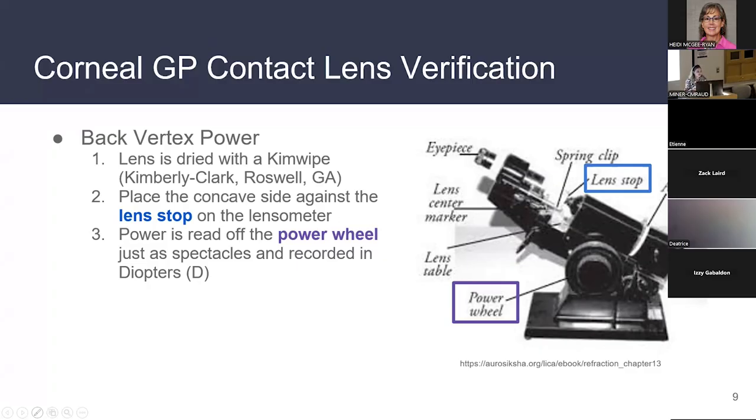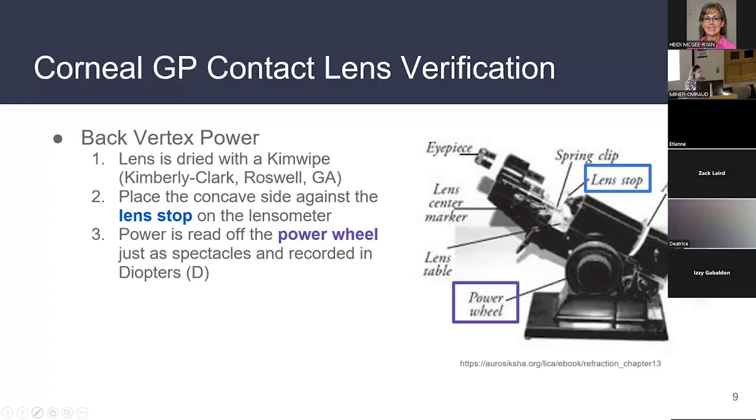So what you're gonna do is you will dry off the lens fully. It's kind of hard to do if the lens is wet. I typically recommend a Kim wipe because tissues are a little too abrasive and can actually scratch the lens. Then you're going to place the lens so the concave side is down on the lens stop. So if the lens stop is like this, your concave surface on top of it. So the convex surface is facing you.